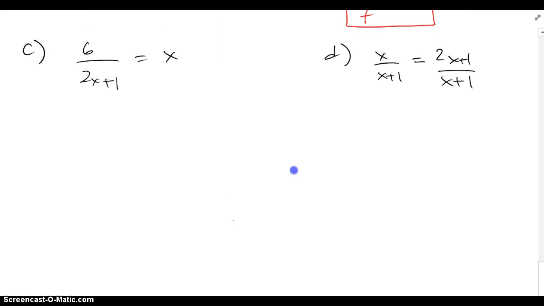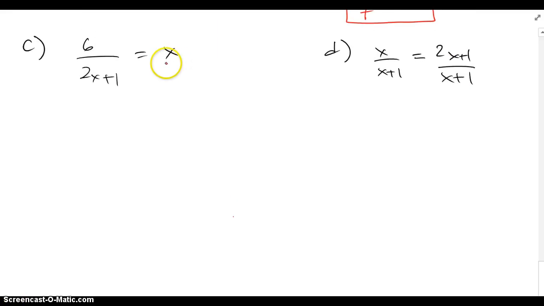Okay, part C, still we're supposed to solve the equation. Again, I can put this over 1 and do the cross product if I want to.